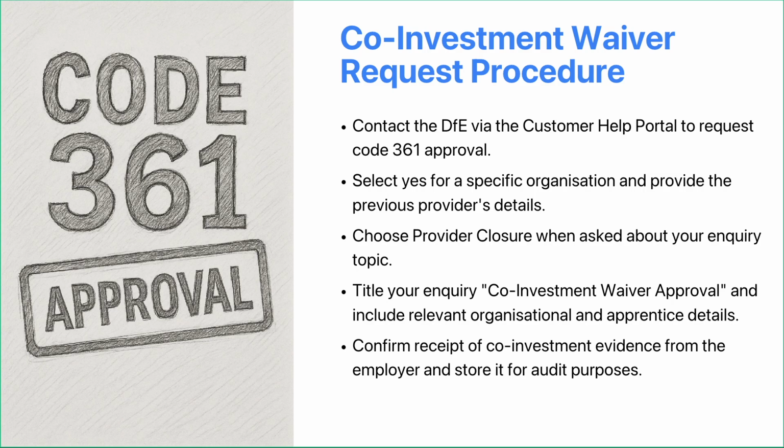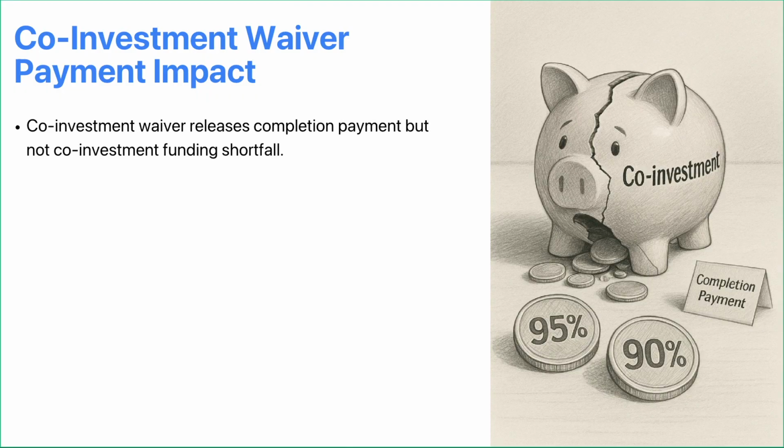Confirm that you've received evidence from the employer that they paid co-investment to the previous provider. You need to store this evidence in your evidence pack for audit trail purposes, though you don't need to send it to the DfE. Using the co-investment waiver means the system will release the completion payment if applicable, but it won't release the shortfall in co-investment funding for you.